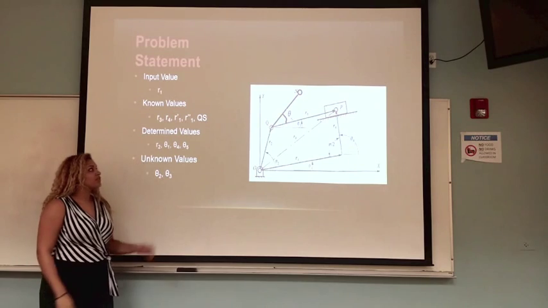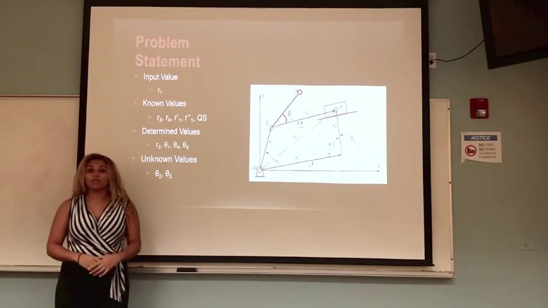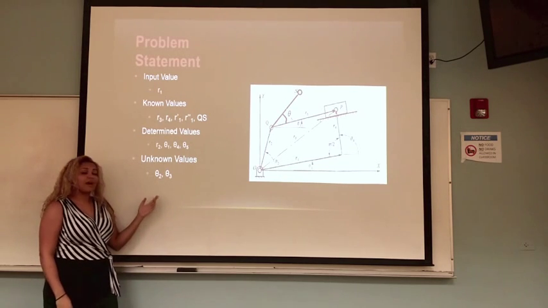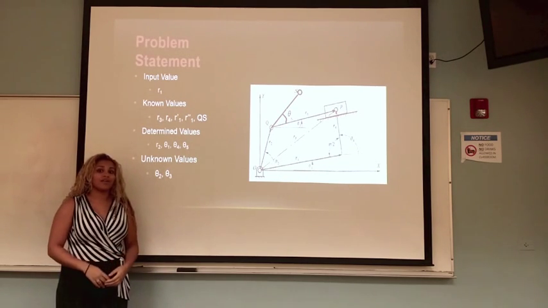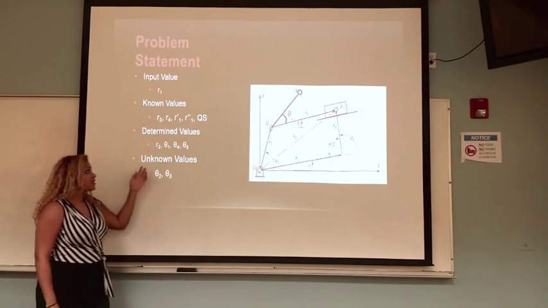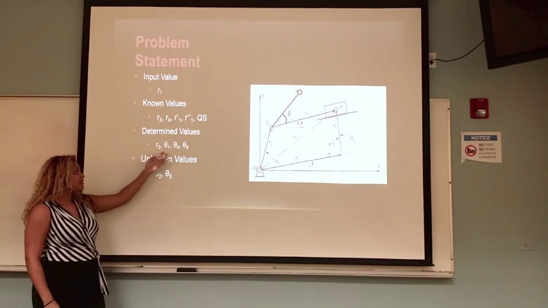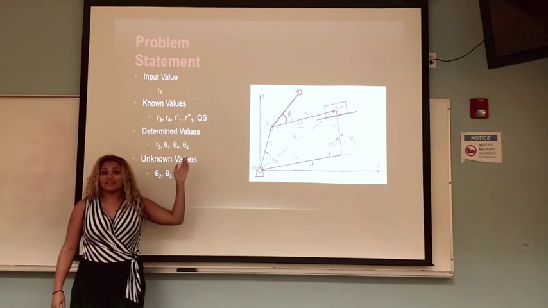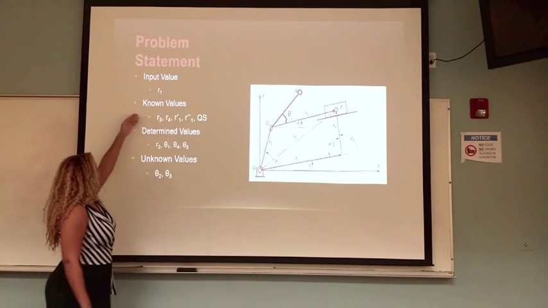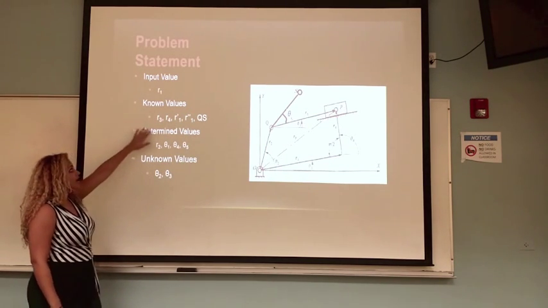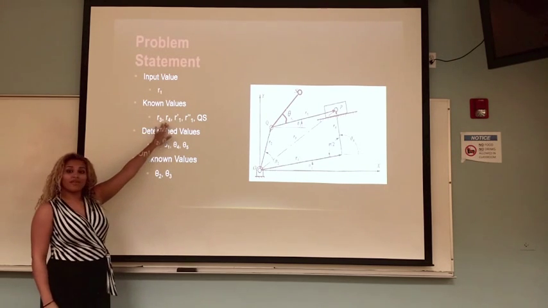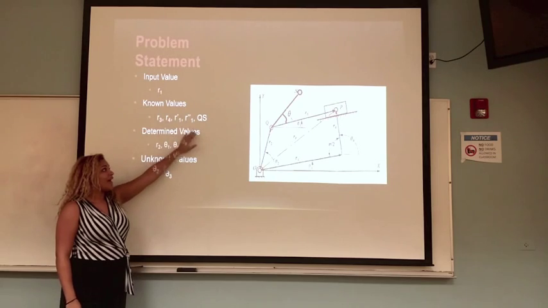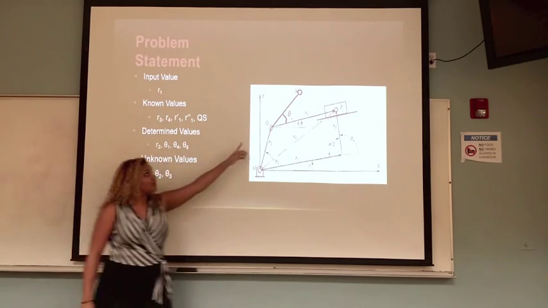So our problem statement for part 1: we are given R1 as our input, and we have theta 2 and theta 3 as our unknown values. We have determined our R2, theta 1, theta 4, and theta 5 with educated guesses, and our known parameters are theta 3, theta 4, R1 prime, R1 double prime, and the distance of QS.